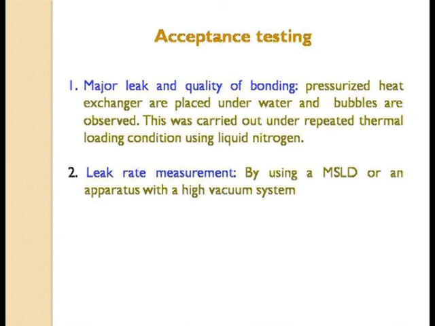But even then you have to go for leak testing by using a mass spectrometer leak detector, MSLD we call it. So in that you can find out what is the leak rate. There is a special technique, a machine is available, and typically your leak rate should be something like 10 to the power minus 7 torr liter per second. So this is how you have to go for your acceptance testing.